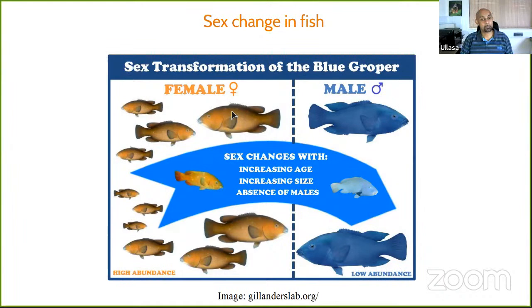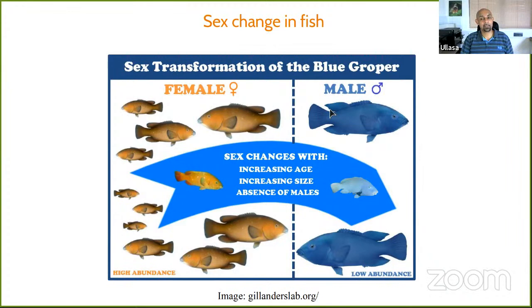And in this case, when females turn into males in this particular species, it's not only because of sex ratio differences. It can also happen with changes in age and size and so on. It's a very interesting system. I'm not sure whether in these cases it's reversible, in the sense that if a female turns into a male, can it turn back into a female?